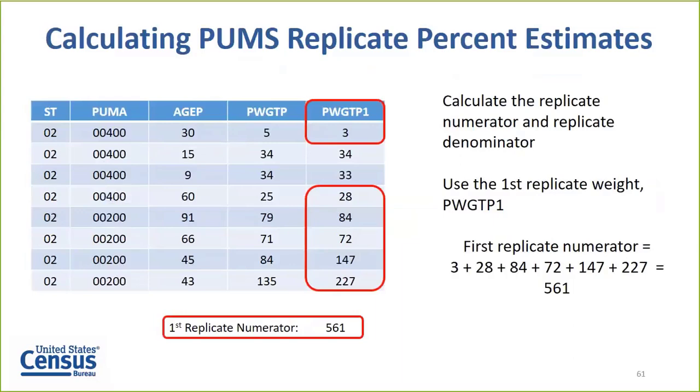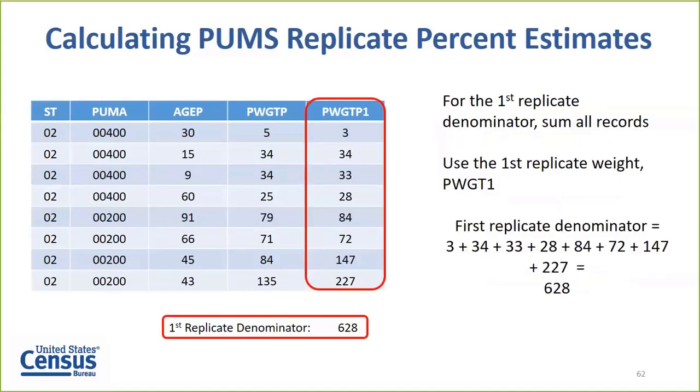So to calculate the first replicate percent, we will have to calculate the replicate numerator and replicate denominator. For the first replicate numerator, we will sum up the same records we did for our numerator. However, we will use the first replicate weight, which is called PWGTP1 and circled in red. And if you do this, you obtain a first replicate numerator of 561.